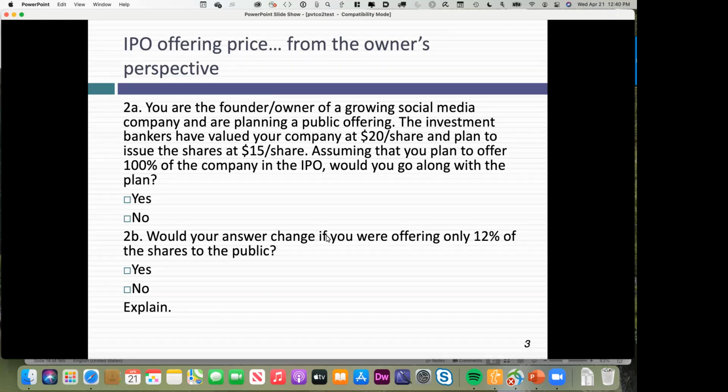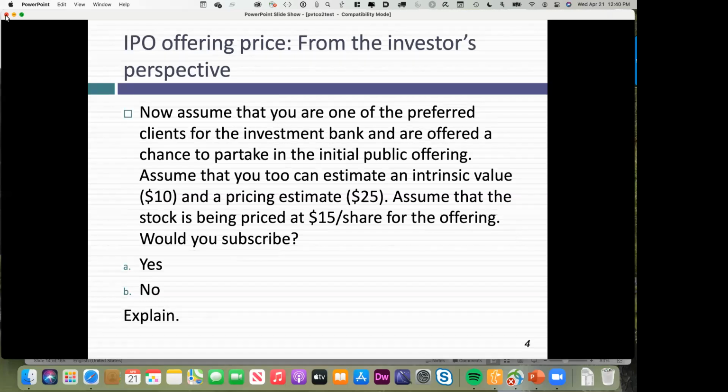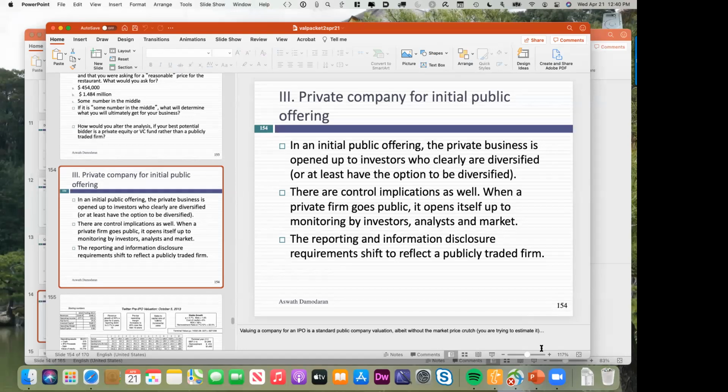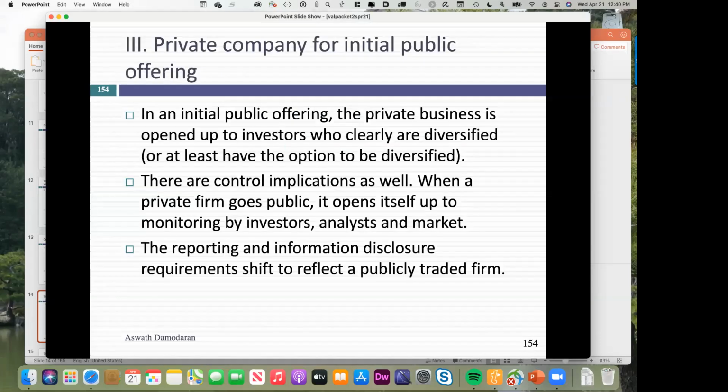So let me close up these slides and go back to where we were in the notes. We were talking about valuing private companies for initial public offerings. Let's talk about what it is about these companies that might make valuation a little trickier.